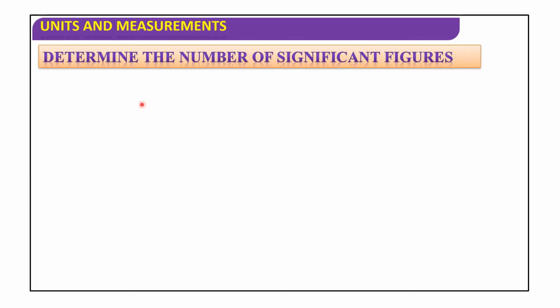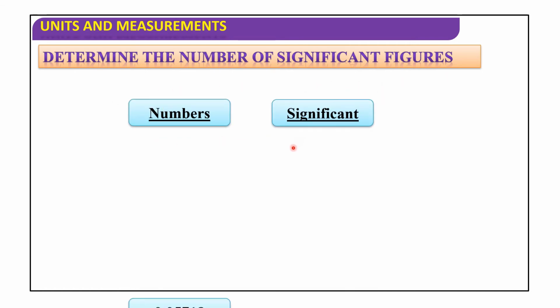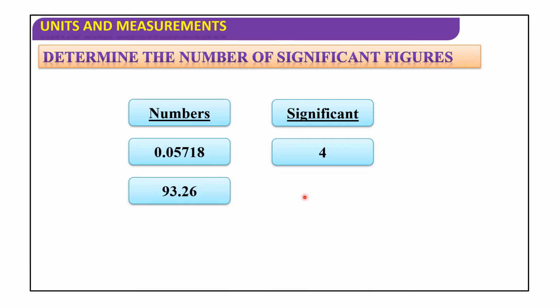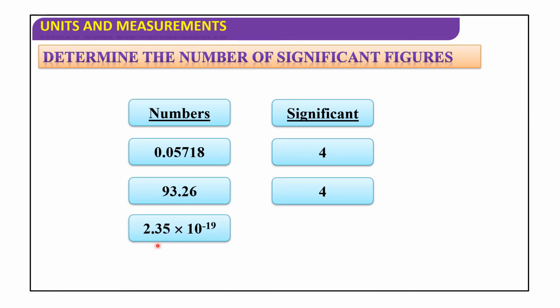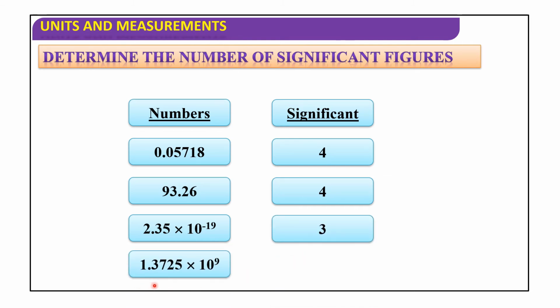Next, determine the number of significant figures. Let us discuss. 0.05718 has 4 significant figures. Next, 93.26 also has 4. Next, 2.35 × 10^-19 has 3. 1.375 × 10^9 has 4. So for 0.05718, the zeros to the left are not significant figures, so its significant figures are 4.